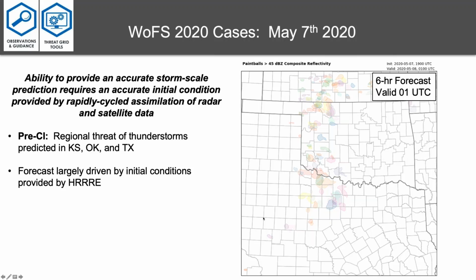And so I'm going to show a series of paintball plots from last Thursday, May 7th, and they're all going to be valid at 1 UTC. And we're just going to look closer and closer to the event time and see how the guidance changes as you begin to assimilate the radar and satellite observations.